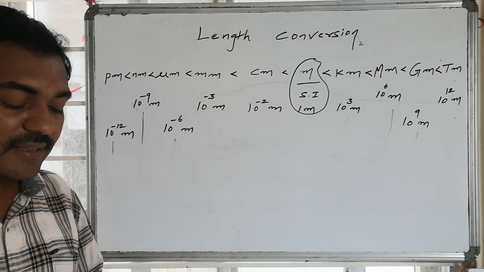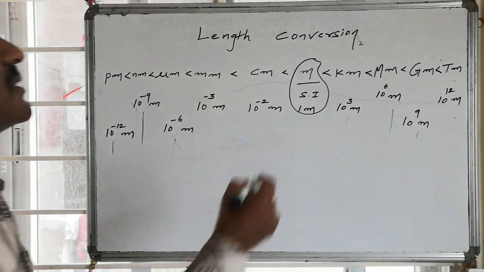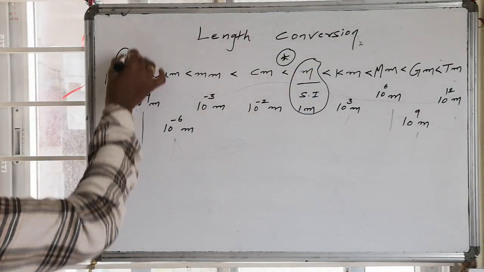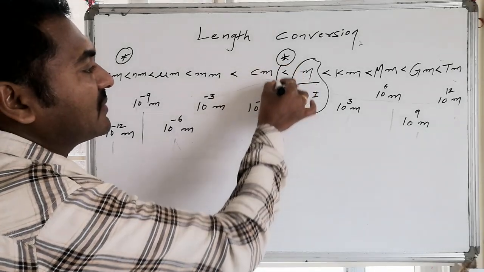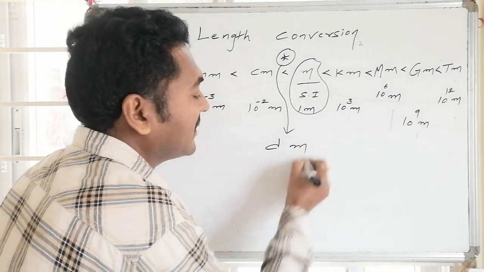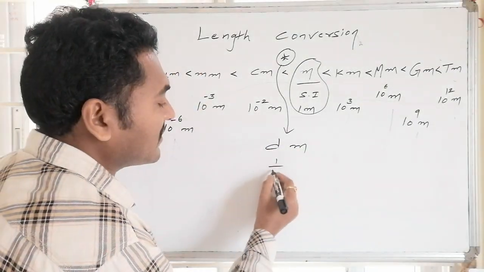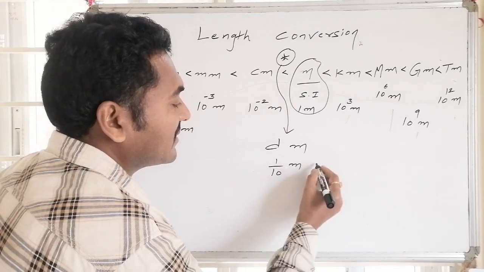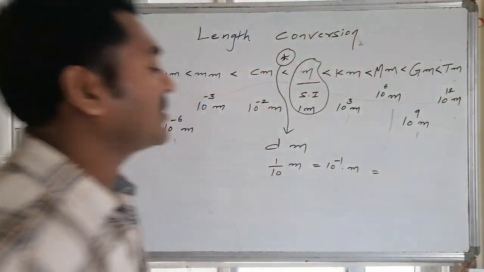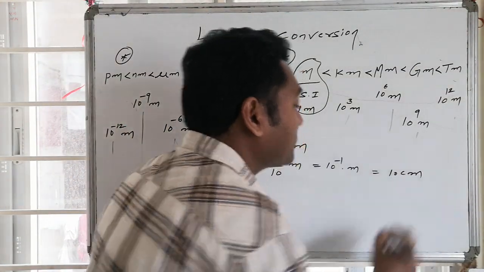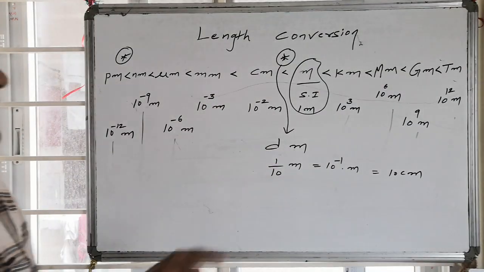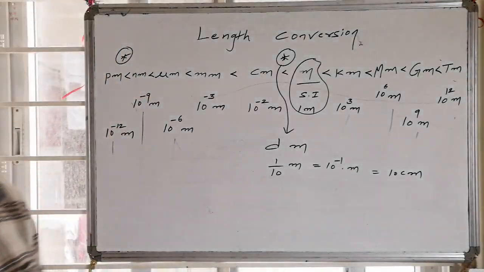There are two other important derived units for the measurement of length. One will be present over here at the star mark place, and another will be present over here at the other star mark place. This particular one, which is greater than centimeter and lesser than meter, is said to be decimeter, indicated by dm. This decimeter stands for 1 by 10 portions of a meter, that is 10 power minus 1 parts of a meter, which is also equal to 10 centimeters. Compared to centimeters, it is 10 times greater. That is said to be decimeter, indicated by d followed by m.